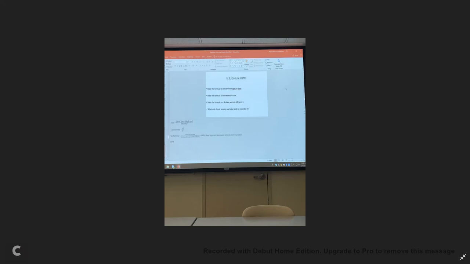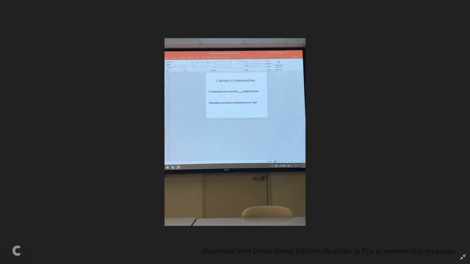What unit are surveys and wipe tests recorded in? Those are recorded in DPMs. The definition of contamination area. A contaminated area is more than 2 times background levels, and it is removable. Contamination is anything that we can clean.